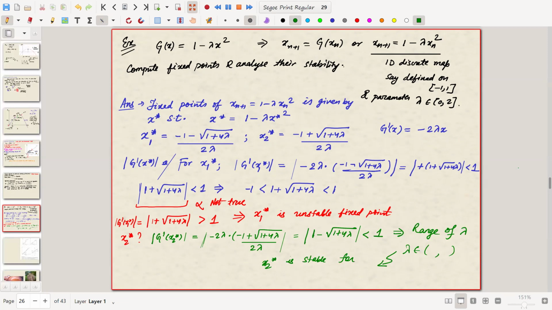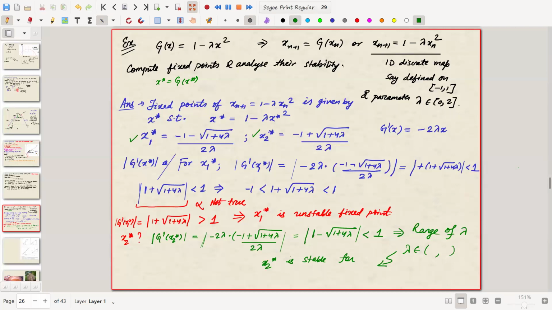Once more, you have this equation, right? x(n+1) is g of xn. This is your iteration equation. I want to compute the fixed points of this discrete map and compute their stability, which fixed point is stable, which is unstable. In order to compute the fixed point, you have to do x star equals g of x star. That's what I did here. The fixed point is given by x star such that x star is equal to lambda x star square. From there, using the quadratic equation, you got these two roots, x1 star and x2 star.